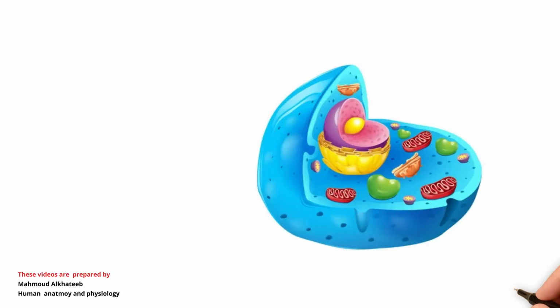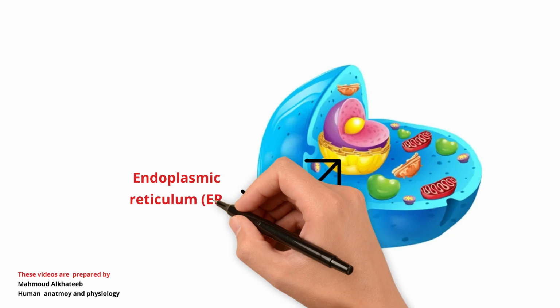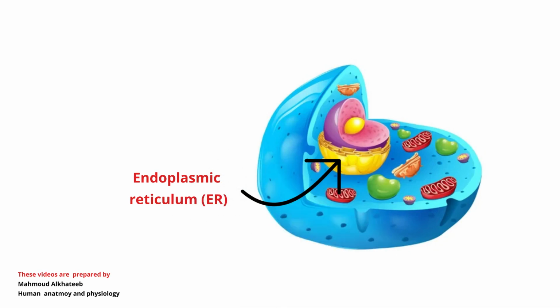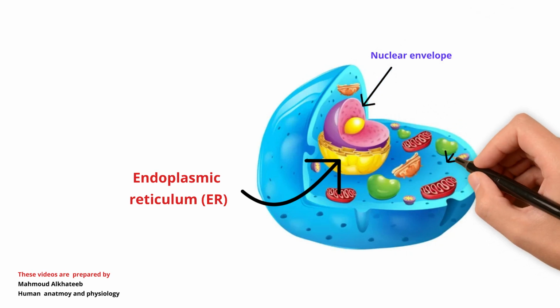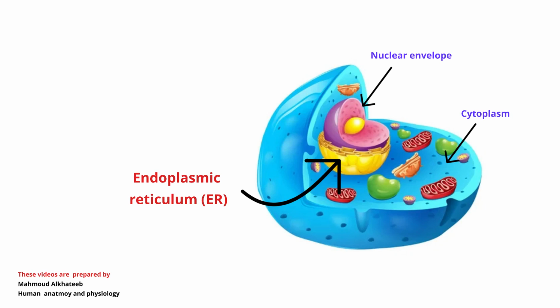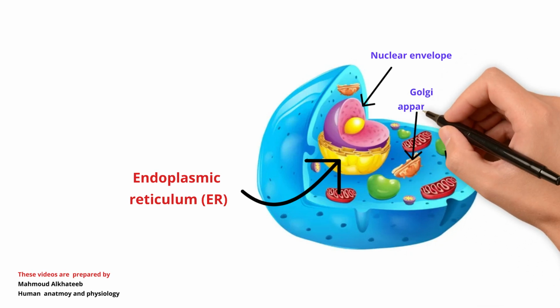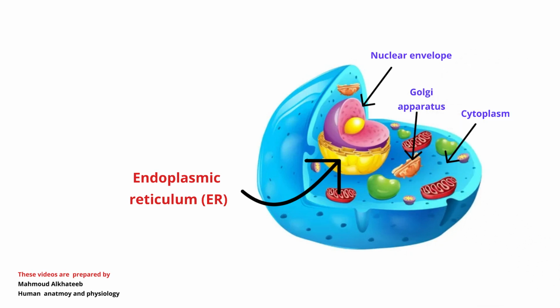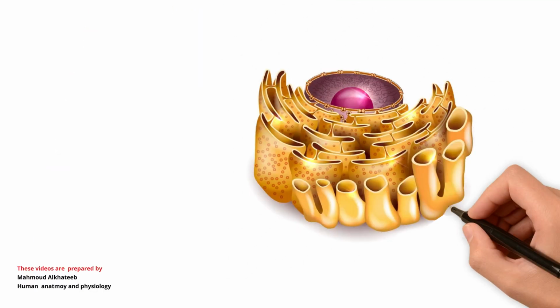Imagine stepping inside a bustling factory within a cell, where raw materials are processed, refined, and transported with precision. This factory is the endoplasmic reticulum. The endoplasmic reticulum is a vast, membrane-bound network found in all eukaryotic cells. It stretches from the nuclear envelope and weaves through the cytoplasm, connecting and communicating with other organelles like the Golgi apparatus. But the endoplasmic reticulum factory has two specialized sections, each with its own unique function.